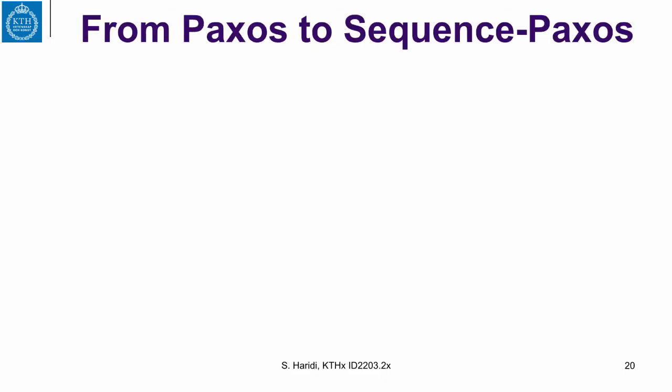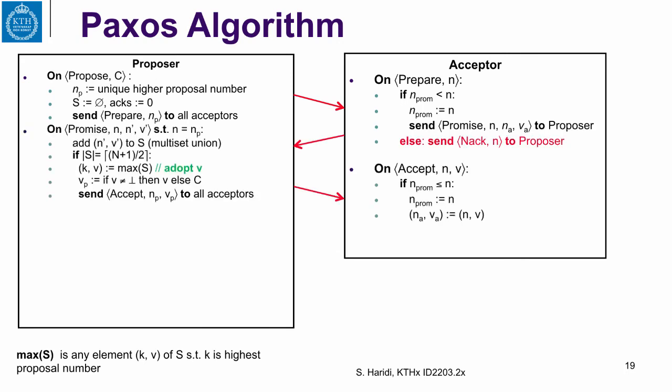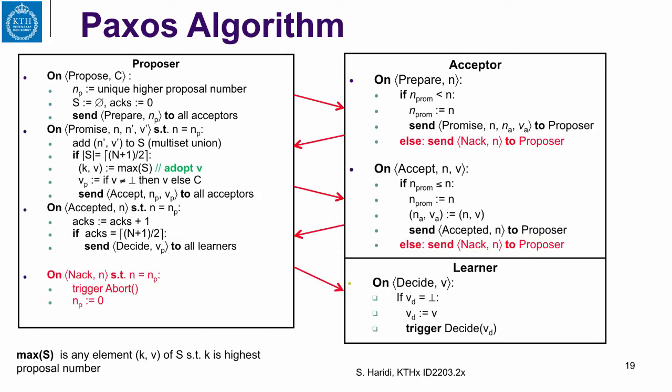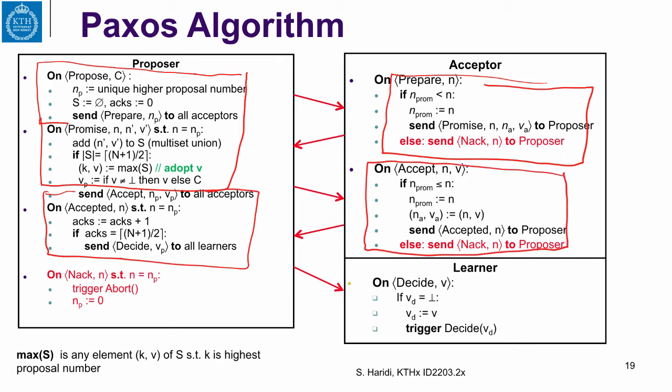Now let us move from this algorithm, which we know, and I just want to remind you of a few things about it. First, we can call this part of the algorithm, until actually this point, the prepare phase. And once it sends an accept message to all acceptors, this part is called the accept phase. So it's a two-phase algorithm.